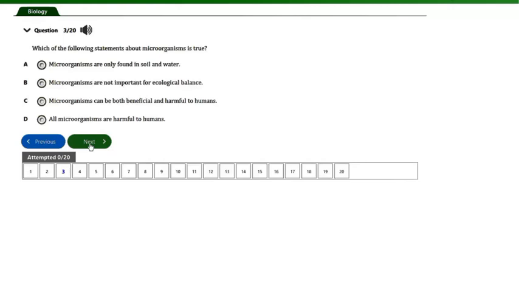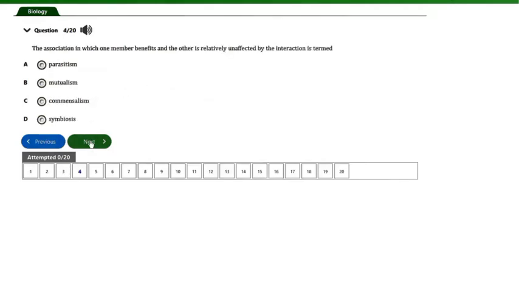The question says, which of the following statements about microorganisms is true? We have options A, microorganisms are only found in soil and water. B, microorganisms are not important for ecological balance. C, microorganisms can be both beneficial and harmful to humans. D, all microorganisms are harmful to humans. So guys, the answer to this question is option C, and that's that microorganisms can be both beneficial and harmful to humans. So let's look at the next question, and that's question number 4.